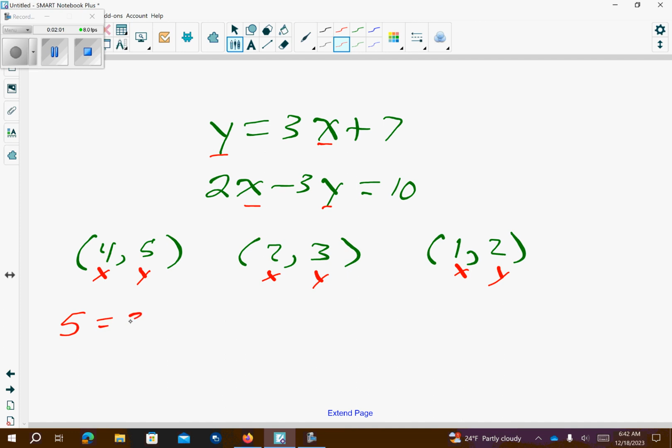So you get 5 equals 3 times 4 plus 7. So 5 equals 12 plus 7. So you don't even have to try it in the second equation. This one's a no. And I don't know if any of these will work. I just made them up arbitrarily.